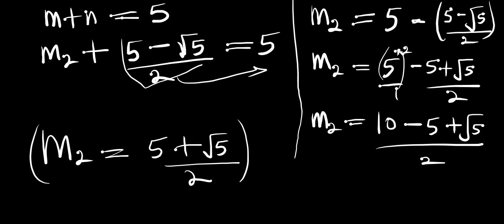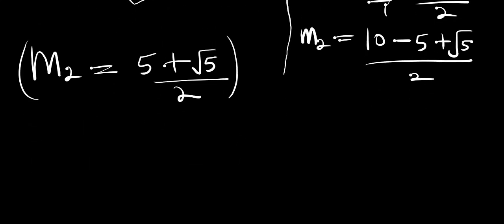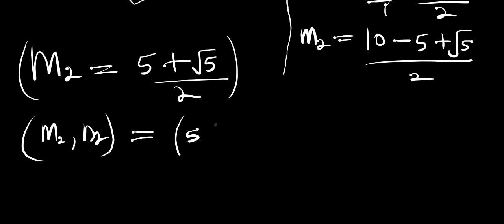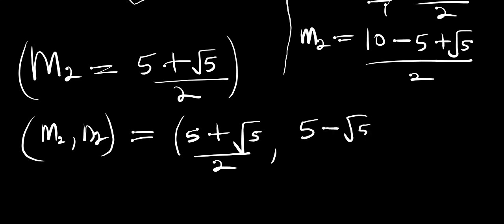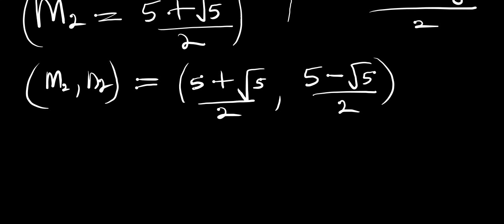Now, that means our answer will be in this form. m2, comma, n2, which is equal to, m2 is simply 5 plus root of 5 divided by 2, comma, and n2 is simply 5 minus root of 5 divided by 2. So in total, the final answer, you can write it this way.